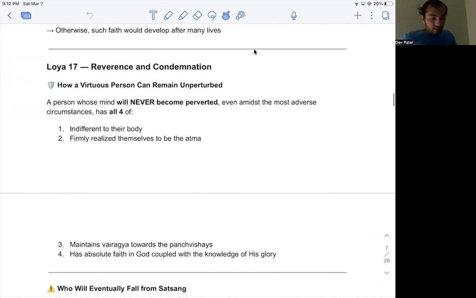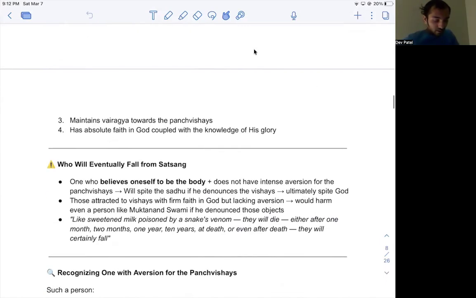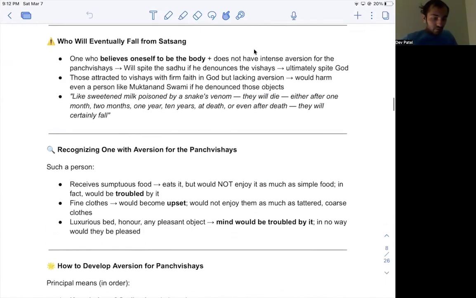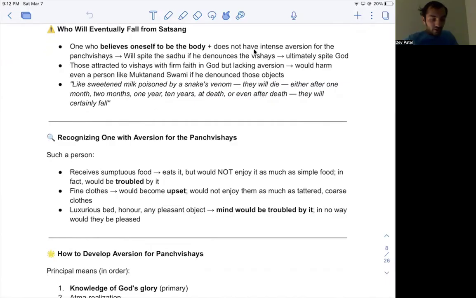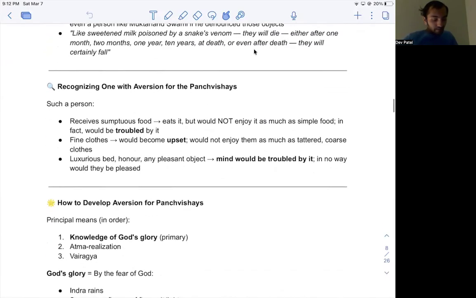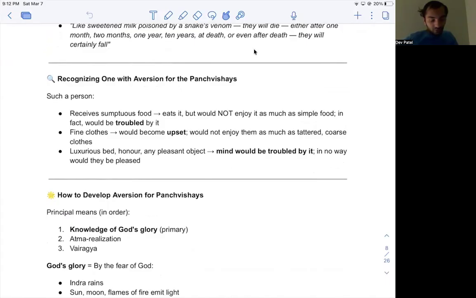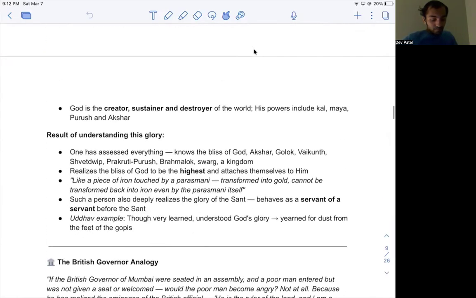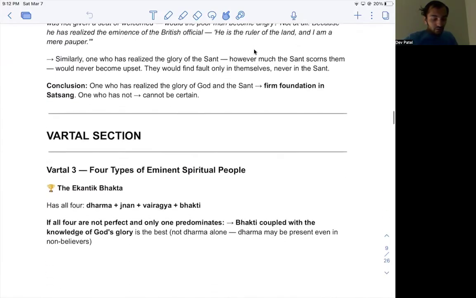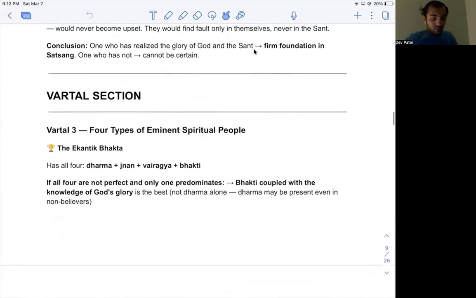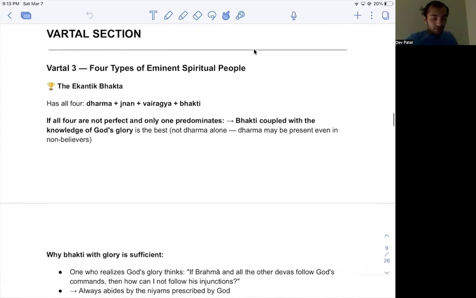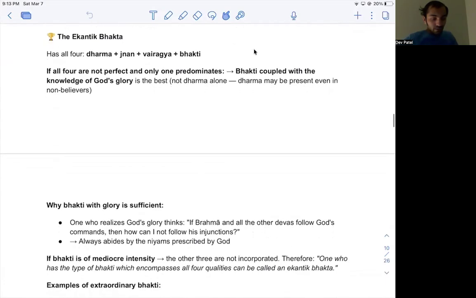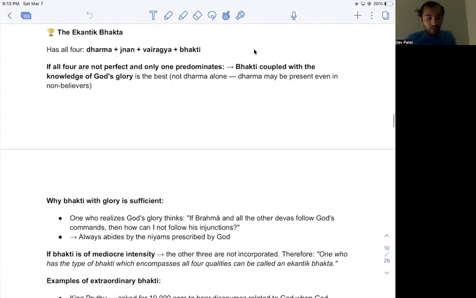Reverence and condemnation: all about who will actually fall from satisfying one who believes oneself to be the body. Aversion for the panchavishayas. How do you develop aversion for the panchavishayas? There are three aspects to do so. Vartal section: four types of eminent spiritual people. We have dharma, gnan, vairagya, and bhakti, the four qualities of an ekantic devotee. Even if only one predominates, bhakti coupled with the knowledge of God's glory is the best.